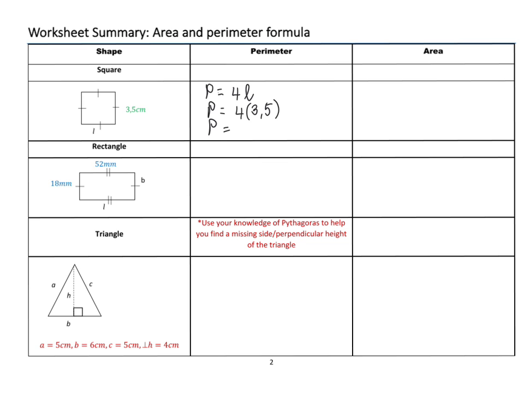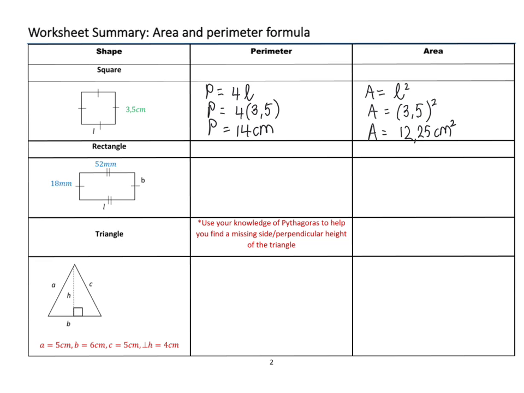So therefore the perimeter is 14 centimeters. So that's the measurement around the shape. Then for area, that is calculated by multiplying the length's measurement by itself. So that would be 3.5 centimeters times 3.5 centimeters basically. And then that gives me 12.25 centimeters squared. Remember, area would always be written in square units for the answer.